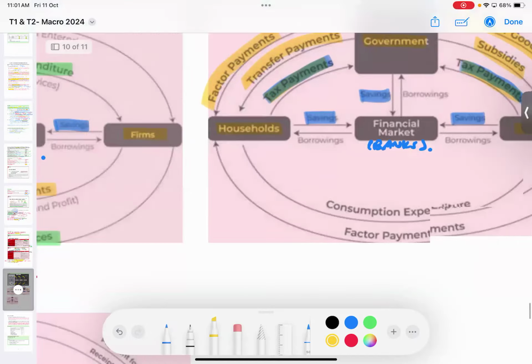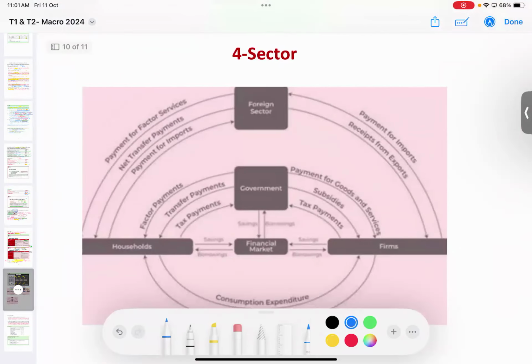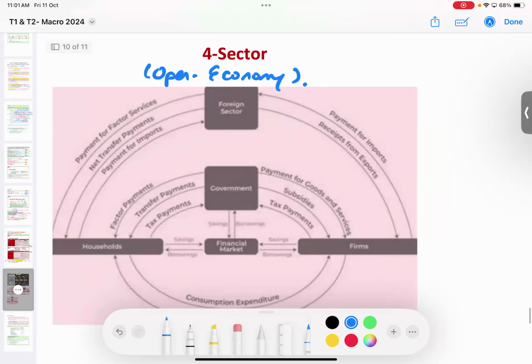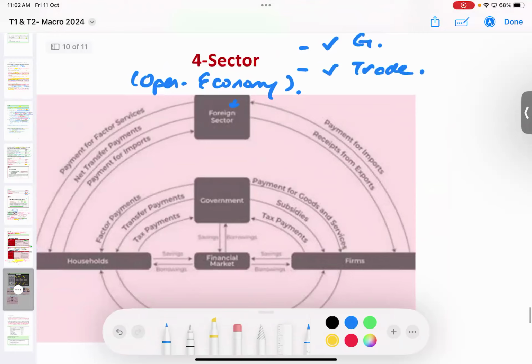Okay, now moving on to the 4 sector. 4 sector means it's an open economy. That means you have everything: you have the roles of government and also trade. So yes, with government and with trade. You can see you have the foreign sector over here. So you have more parties now: household, firms, government, and foreign sectors.